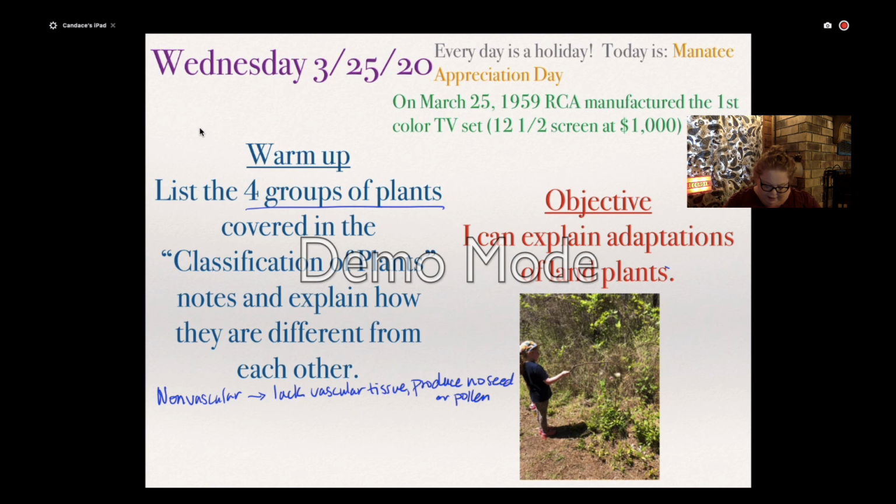All right, and then we had our seedless vascular plants. These are our non-seed plants that do have vascular tissue. They possess vascular tissue, and we'll talk about the different tissues more in a couple of days. But they still produce no seeds or pollen.